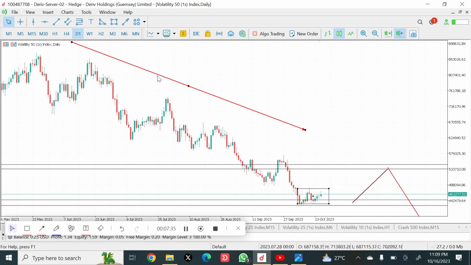And one area I don't want us to neglect, which can cause a possible reaction to the downside, is this particular area on the daily time frame. So this area can also cause a reaction to the downside. We don't have to ignore that area, but we still have our eyes here.